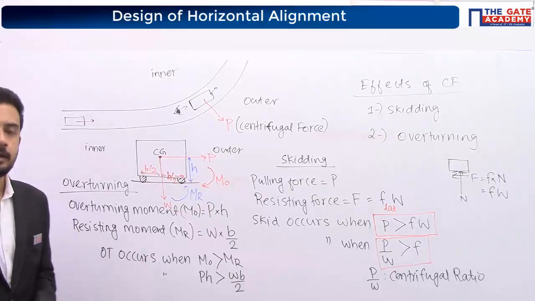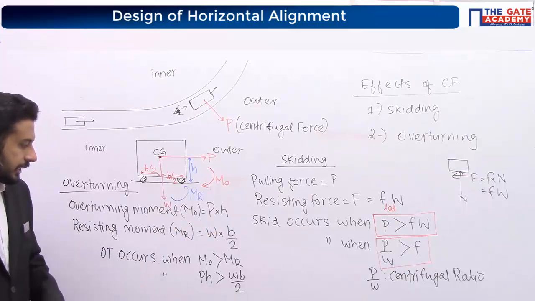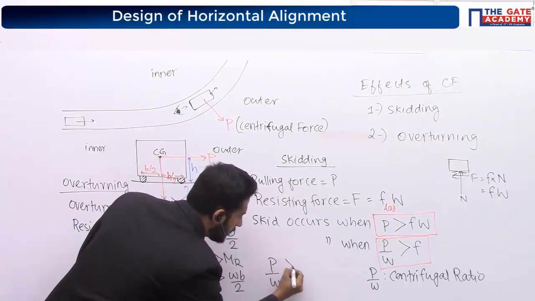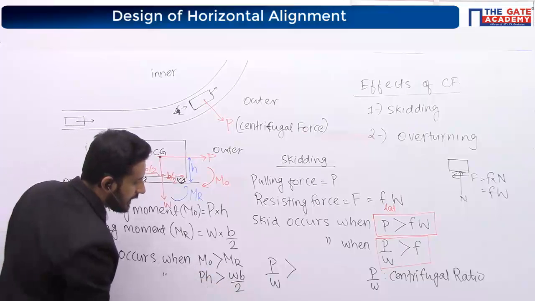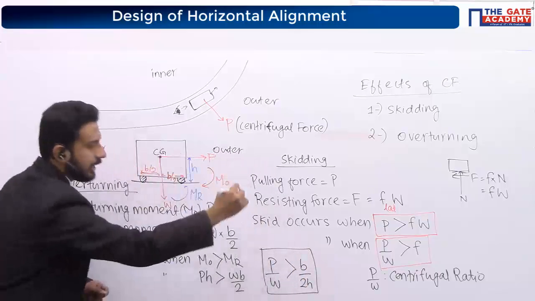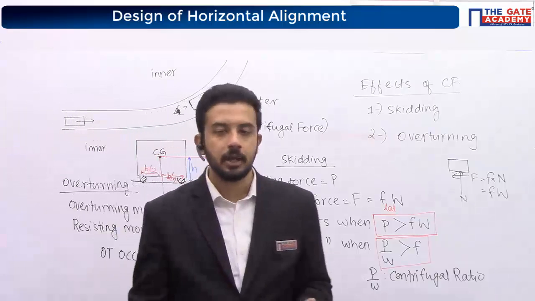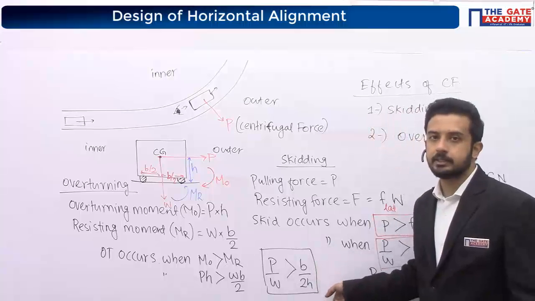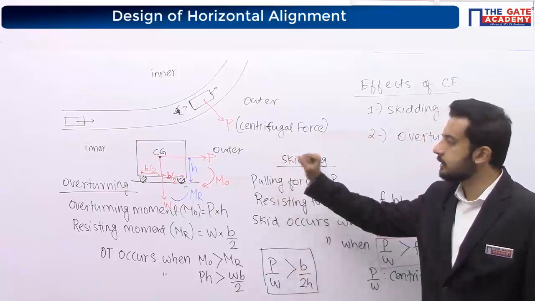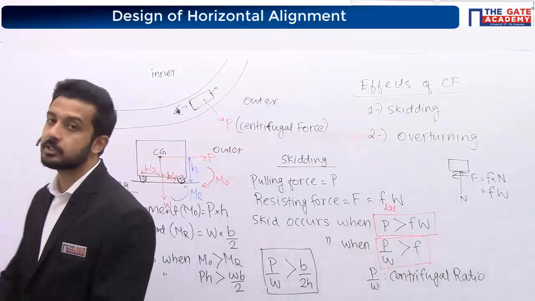Now like that, can I write this also in terms of centrifugal ratio? If you are writing in terms of centrifugal ratio, overturn will happen if P by W is more than, W will come here, H will go there, B by 2H. Overturn will happen if the centrifugal ratio is more than B by 2H: the width of your vehicle or width between your tires divided by 2 times the height of center of gravity. Such points can be asked for 1 mark or some true or false statements.